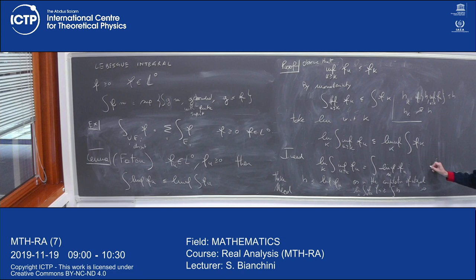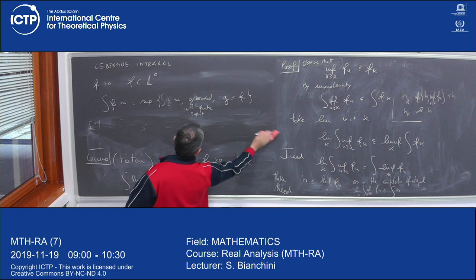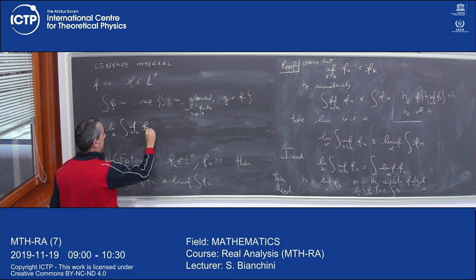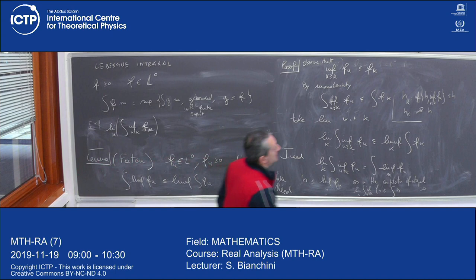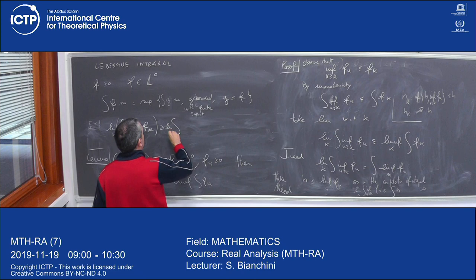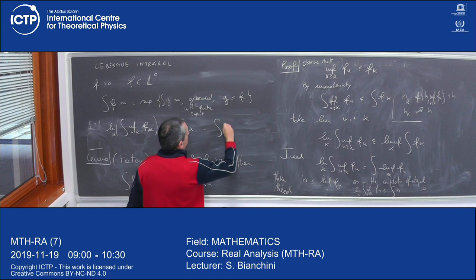Okay, so I can apply it, and then I get the integral of the infimum over n larger than k of f_n. This guy here, by definition of h_k, is larger or equal than the integral of h_k. Then the limit over k of the integral of h_k. Now I can apply my theorem and the limit of this guy is the integral of h. This is by the bounded convergence.